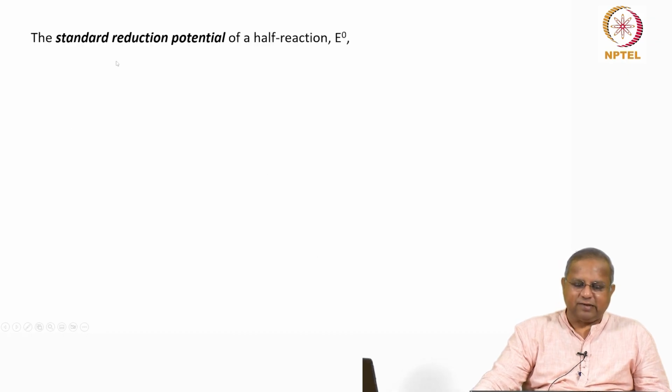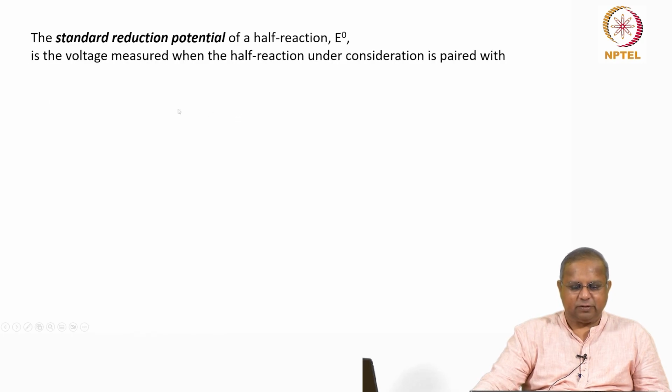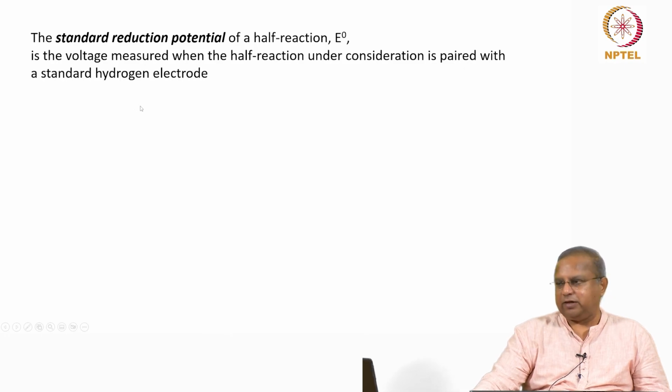Now, the standard reduction potential of a half reaction is indicated as E naught. I am following a terminology that is standard, but the terminology itself differs between books, so just follow this. E naught is the voltage measured when the half reaction under consideration is paired with a standard hydrogen electrode. That is why it is called standard: because the hydrogen electrode is assigned a value 0, whatever voltage comes out can be directly taken.